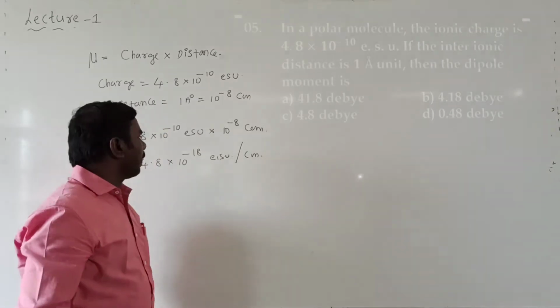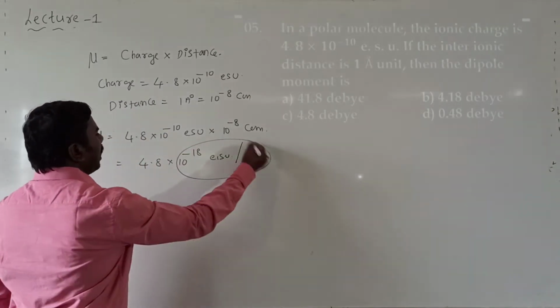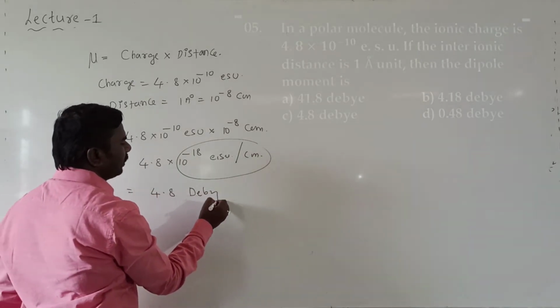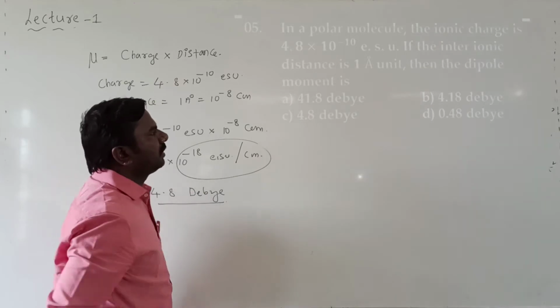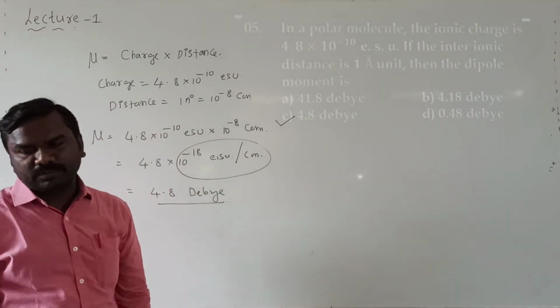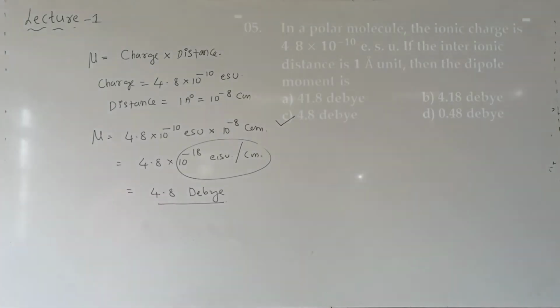Clear it is. Then this will be taken as 1 Debye, that is 4.8 Debye. Debye is the scientist's name. The answer will be the fourth option. Next.